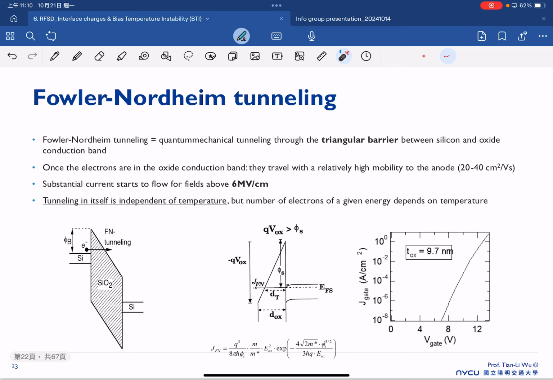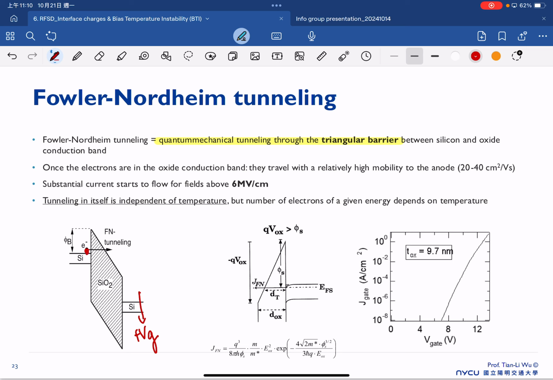So the first one is FN tunneling. FN tunneling is a mechanism of quantum mechanical tunneling through the triangular barrier between the silicon and the oxide conduction band. If you see this band diagram as shown here, this is the situation where we start to apply the positive gate bias on the right hand side. Once we apply the positive gate bias, for sure you will start to pull the band diagram downward, and we start to have the electron.